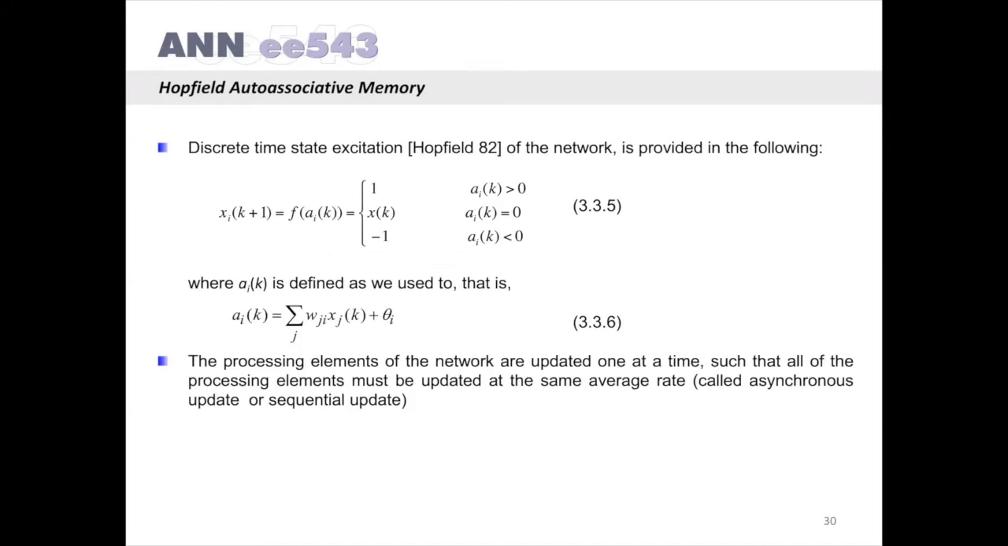Remember that the Hopfield network defined previously in chapter 2 was a continuous Hopfield network, which has the hyperbolic tangent as the output function, and it is a continuous function. It's a continuous space network. Also, the dynamics of the continuous Hopfield network was defined as a differential equation, so it is also continuous in time. However, for the Hopfield auto-associative memory, we are considering discrete time state excitation.